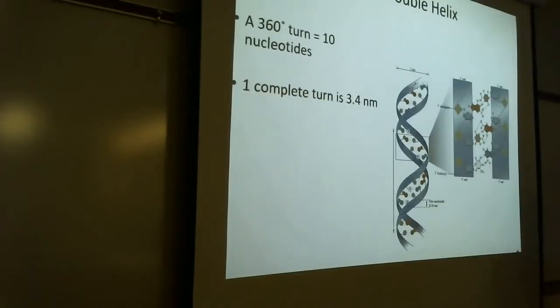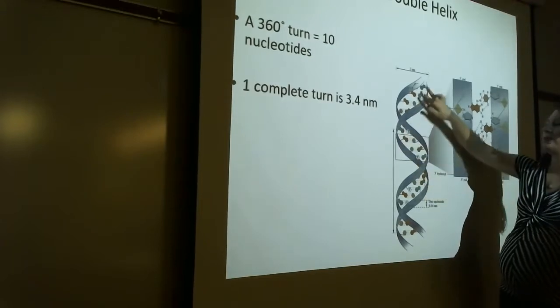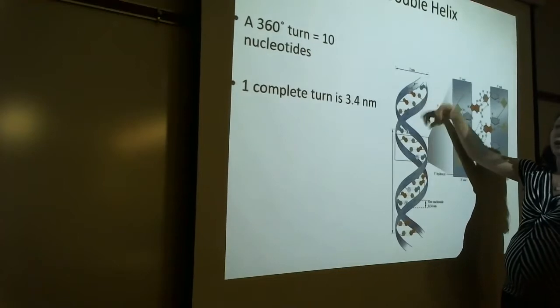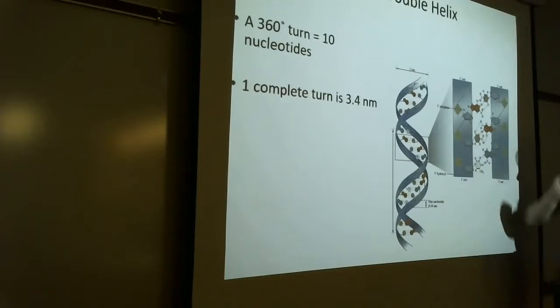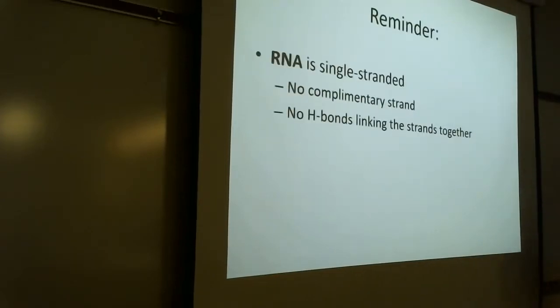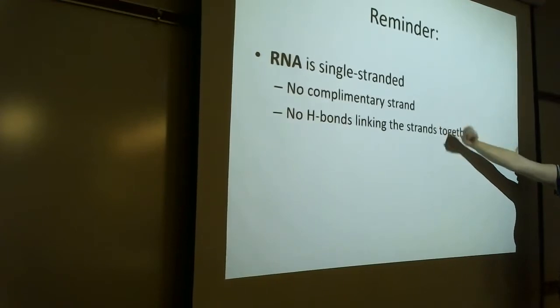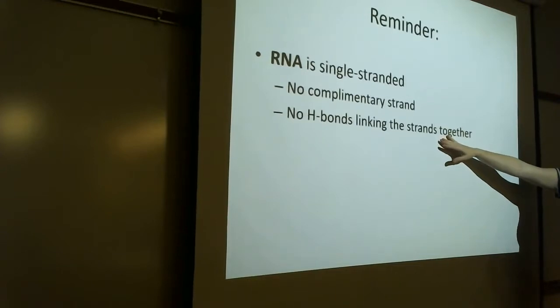Okay, now this is just fun facts. I'm not going to make you memorize this for a test. To take a full turn, 360 degrees, takes about 10 nucleotides and has a length of about 3.4 nanometers. So we're not talking about a football field here, right? This is a small amount of space. And just a reminder that RNA is single-stranded, which means there's no complementary strand. And obviously, you can't have hydrogen bonds linking strands together that don't exist. If you only have one strand, you wouldn't have that hydrogen bonding to talk about, right?